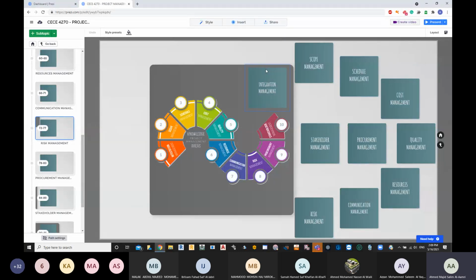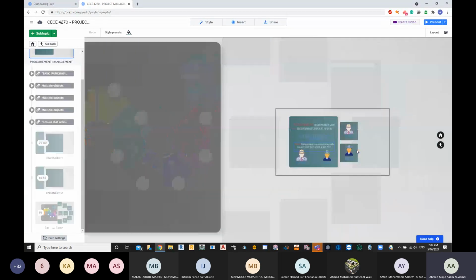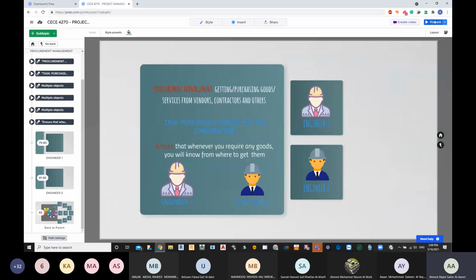The next knowledge area is procurement management. What is procurement? Anybody? What is the meaning of procurement? Anybody knows? What is the meaning of procure?